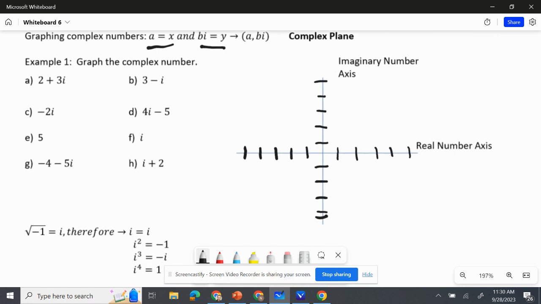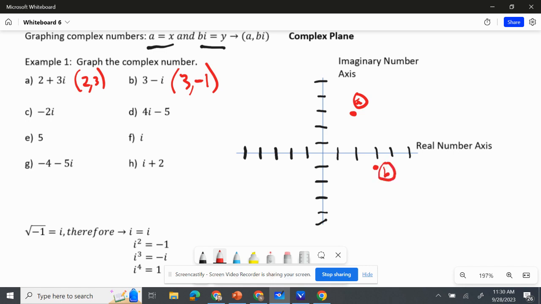So for the first one, what we have is 2 plus 3i. That means we're going to go to the right 2 and go up 3. We treat this as (2, 3). So that would be A. Now for letter B, 3 minus i would be the same thing as (3, -1). So that's going to the right 3 and down 1.